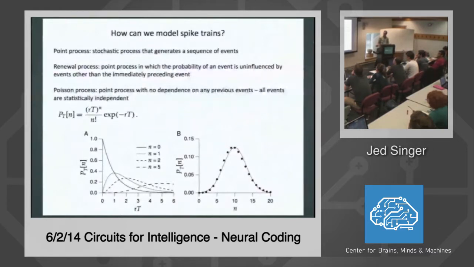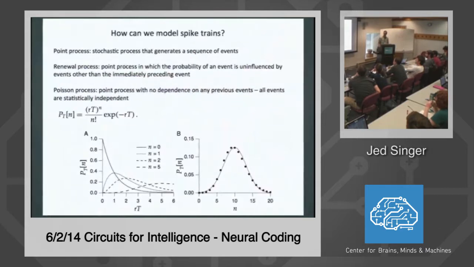So this is what a Poisson distribution looks like. The probability of seeing n spikes within a time window of length t is given by this, where r is the one parameter of the Poisson process, the rate parameter, the mean firing rate. And just a couple examples of what a Poisson process might give you. So if this is the rate times the time window, in other words, the expected number of events or spikes, and plotted here is the probability of seeing n spikes.